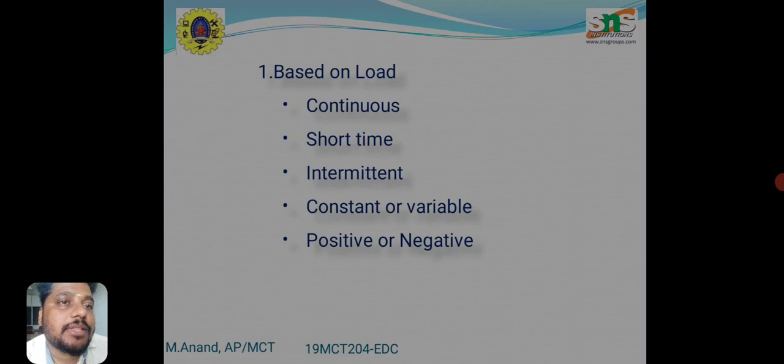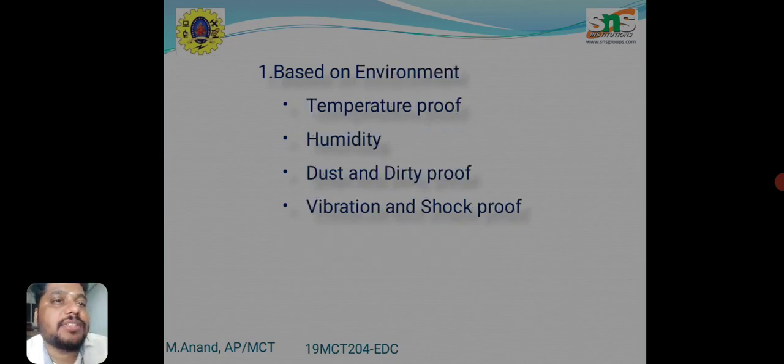Let's start with based on load. It is continuous, short time, intermediate, constant, positive or negative. These are some of the subdivisions based on load conditions. And then based on environmental conditions, we follow four basic rules: temperature proof, humidity, dust and dirt proof, and vibration and shock. These are some of the classifications.